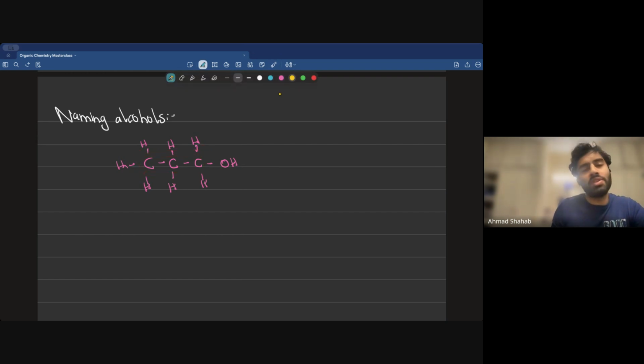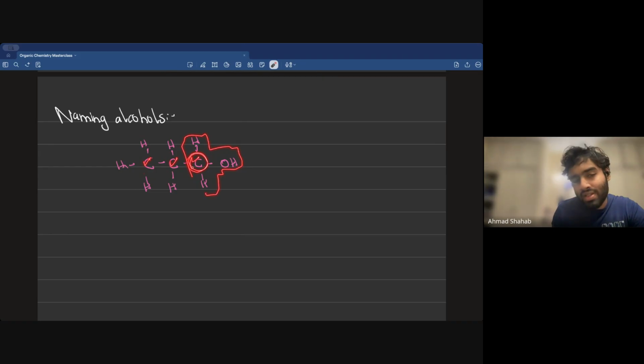Then we assign numbers to carbons in such a way that the carbon that is closest to the functional group has the lowest number. So which is the carbon that is closest to the functional group? Either this one or this one or this one. It is this carbon that is closer to the functional group. In fact, it is directly attached to OH.